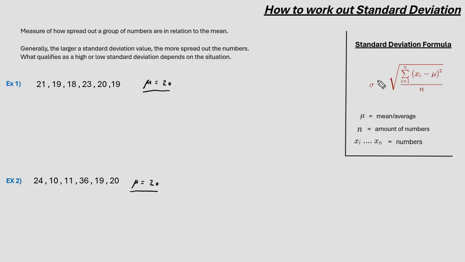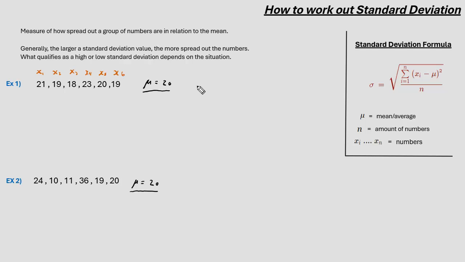And this is the standard deviation formula that we can use. In the formula, the place we have there is for our mean average value, n is the amount of values and numbers we have. And for example 1, we will have x1 up to x6. We can label them accordingly, x1 to x6.